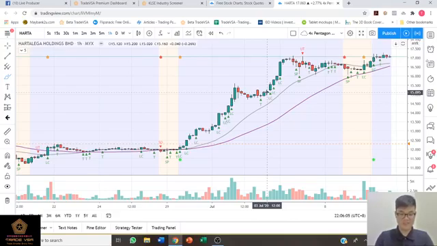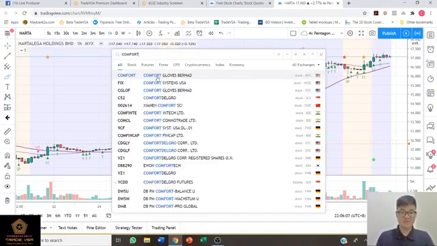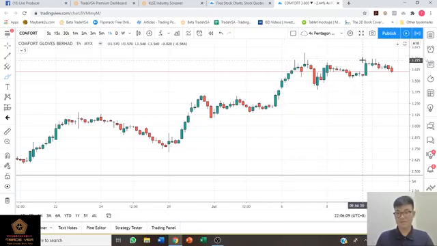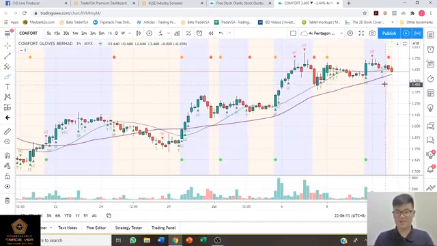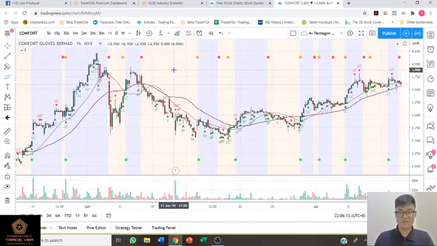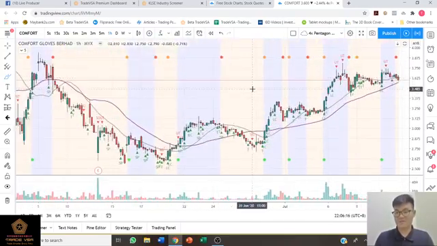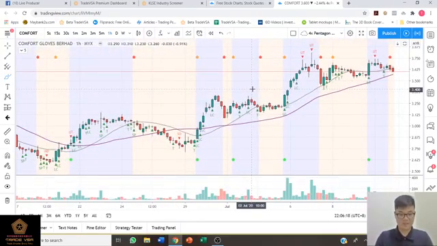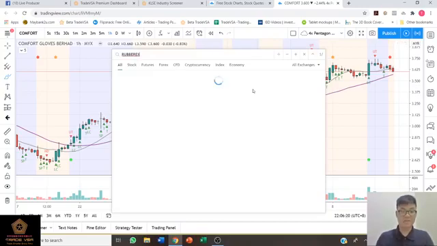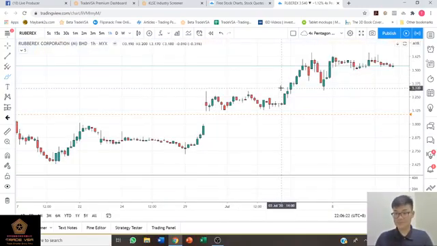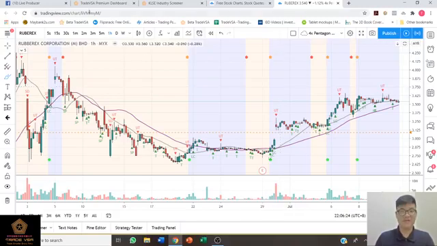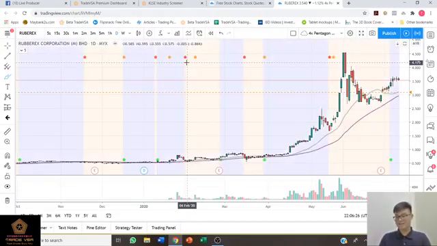Let's try Convert. Convert some. I don't have the cluster of closes. Oh, it hasn't broken the new high yet. So I think it might fall in soon. Rubber Rex also hasn't yet.